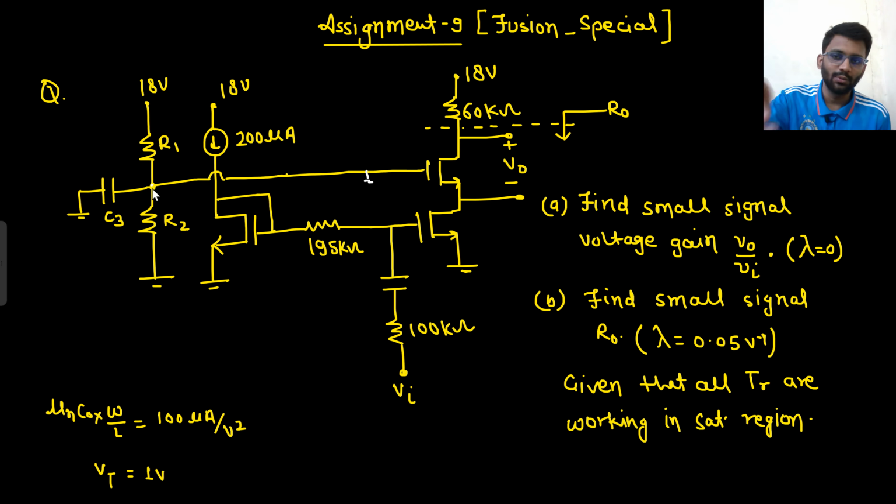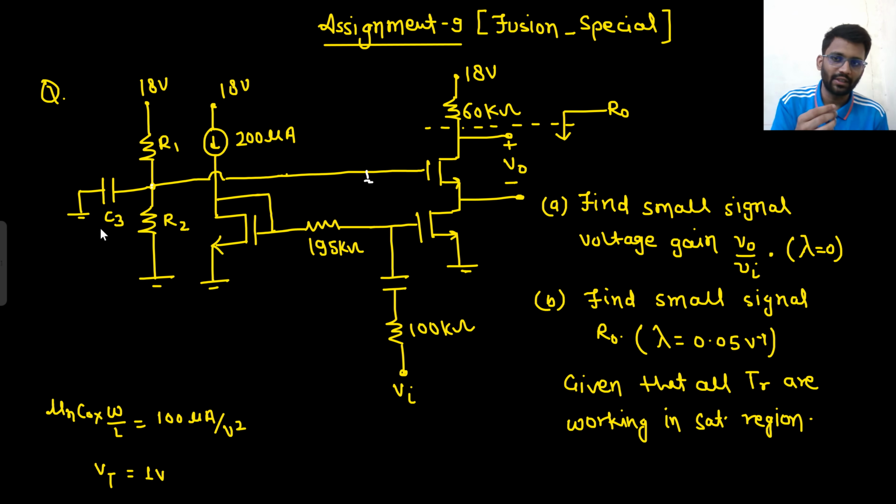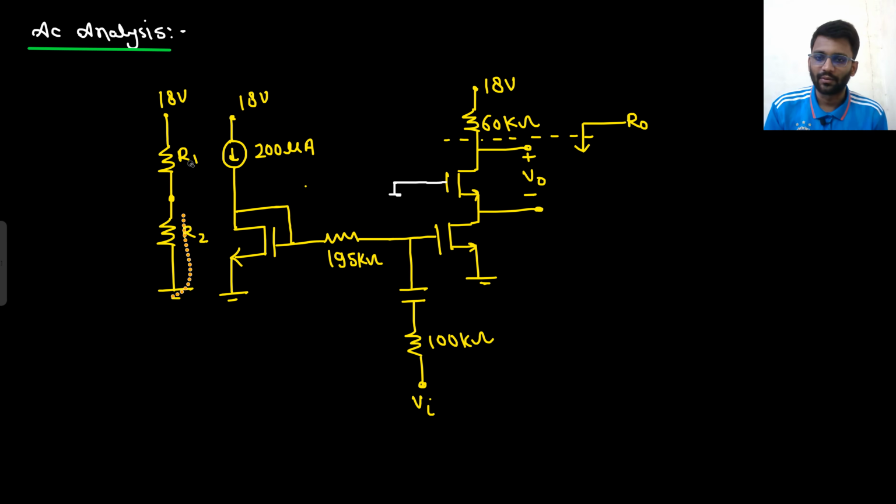This part was just to make the potential divider to bias this circuit. So there is no use of this. Why was this part there? R1 and R2 were there to bias this circuit with this potential. That's it. Since this is shorted, there is no use of this part. So in the AC analysis, you can simply remove this part now.